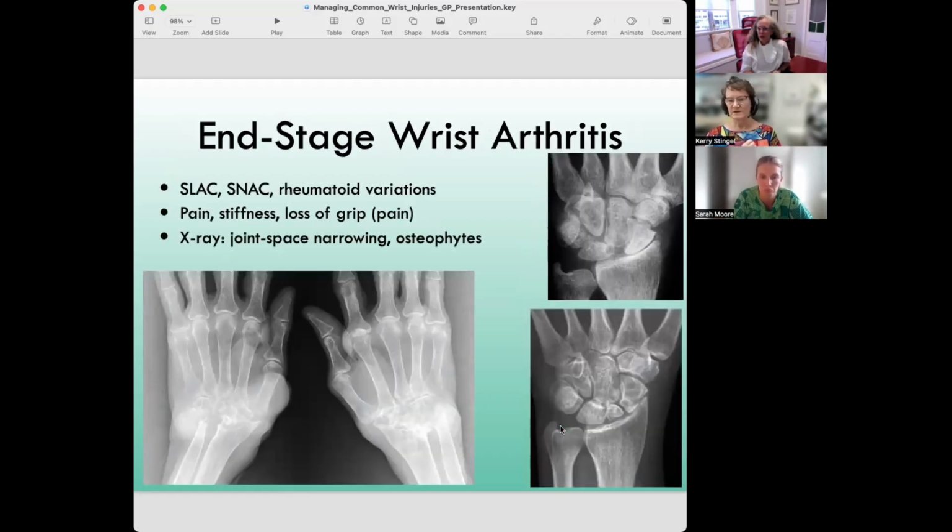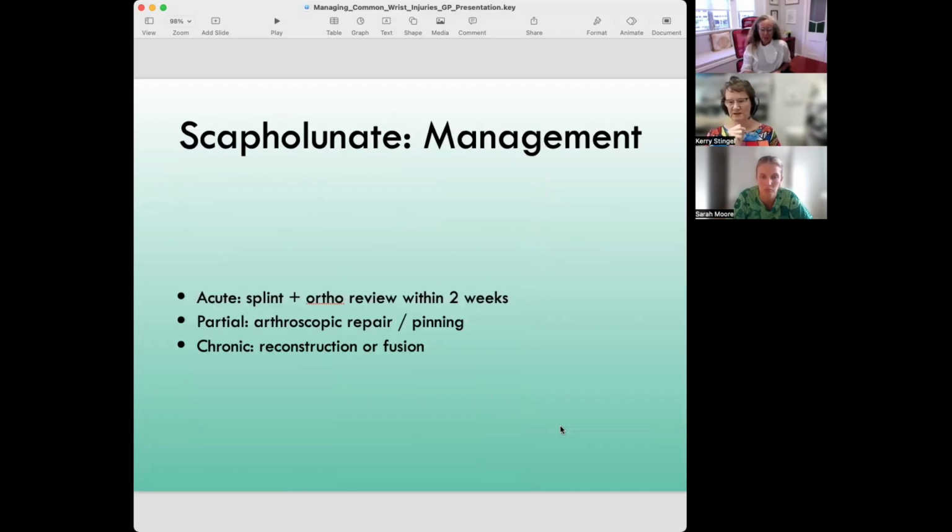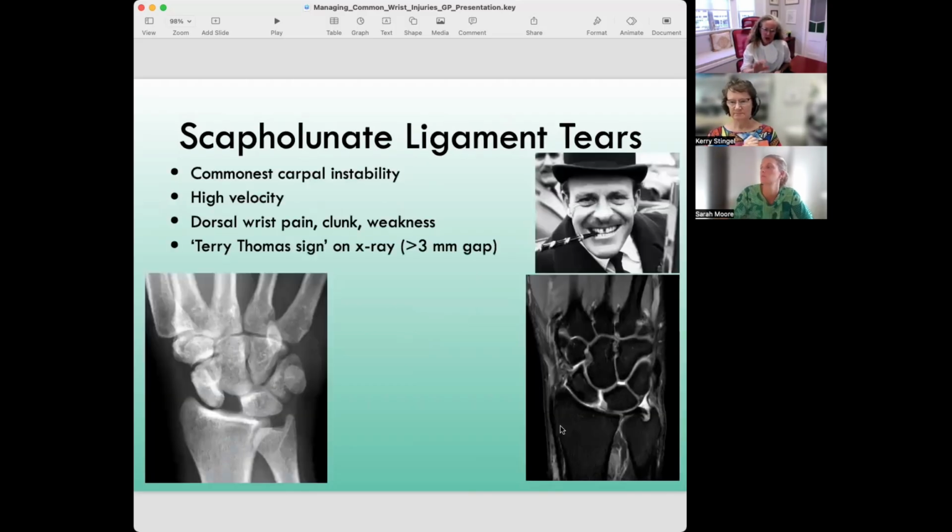Sorry, do you ever get the clenched fist X-ray view to help ascertain the Terry Thomas sign? Yeah, look, you're right. I like that clenched fist view. If I send a patient for it, I do educate them. I say, I understand when you squeeze your fist, it's going to reproduce the pain in the back of that wrist, but that's what I'm looking for.